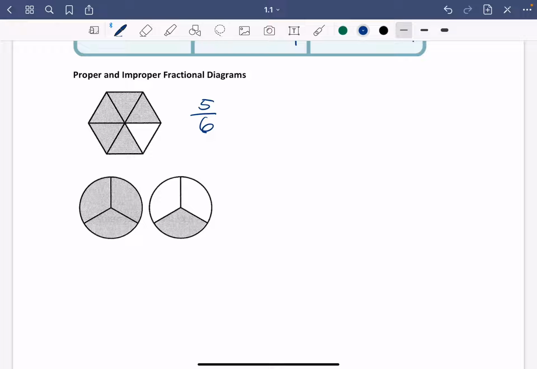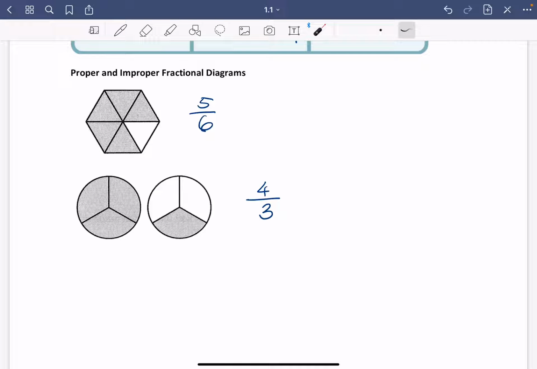Okay, what about the next one? The next one, our circles are being divided into 3 parts. And how many parts are shaded? If you count that, it will be 1, 2, 3, 4. 4 parts are shaded. And each circle is divided into 3 pieces. Okay, so this is 4/3.